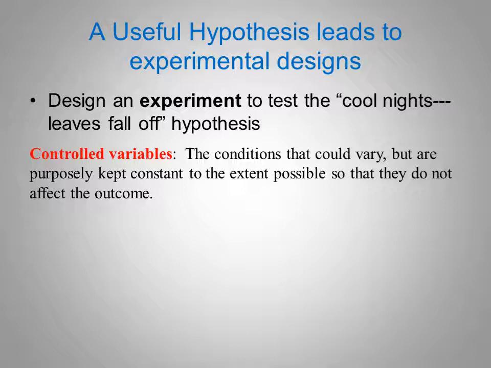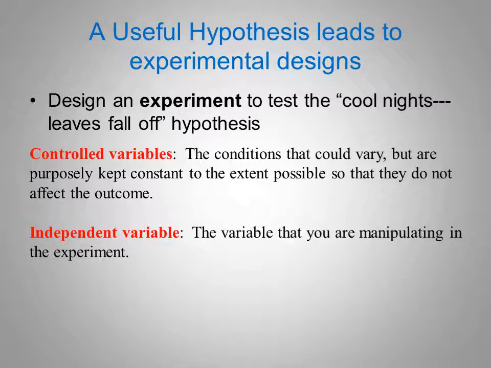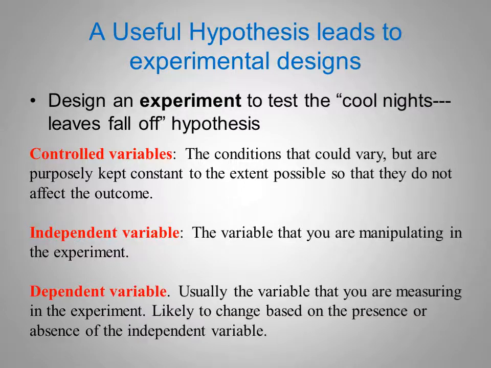These are the conditions that theoretically could vary, but you are purposely going to keep them constant to the extent possible so that they do not affect the outcome. Secondly, the variable that we do want to manipulate is the independent variable. This is the variable that you are going to be changing in the experiment. We also always need a dependent variable. This is what you're actually measuring in the experiment. This is something that's likely to change based on the presence or the absence of your independent variable.